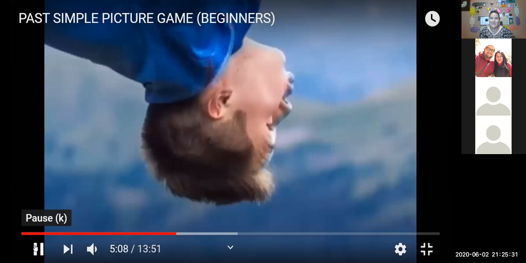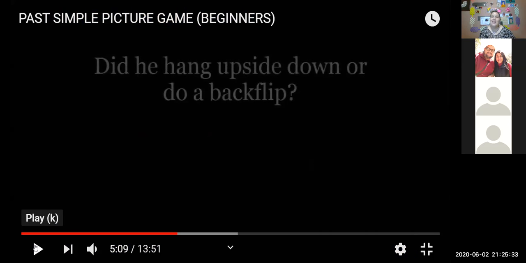Based on this picture, did he hang upside down or did he do a backflip? He did a backflip. He did a backflip? Okay. Yeah. He did not hang upside down. No se colgó hacia abajo. Boca abajo. No está colgado boca abajo. Okay. Let's find out.